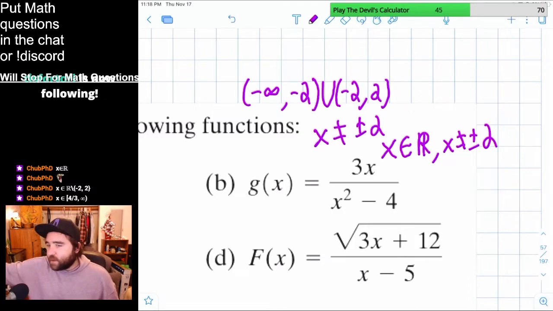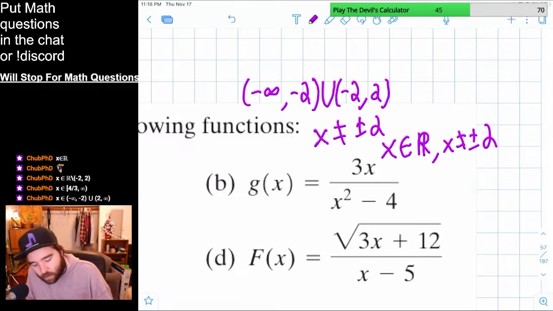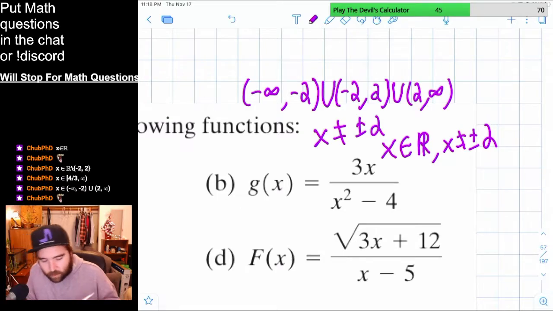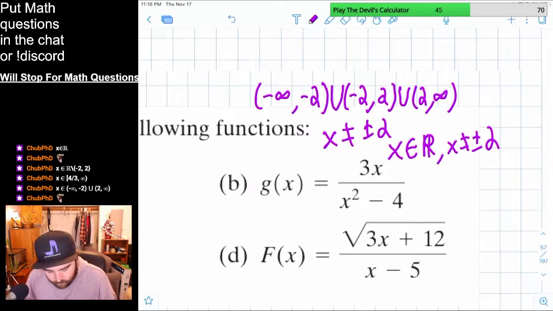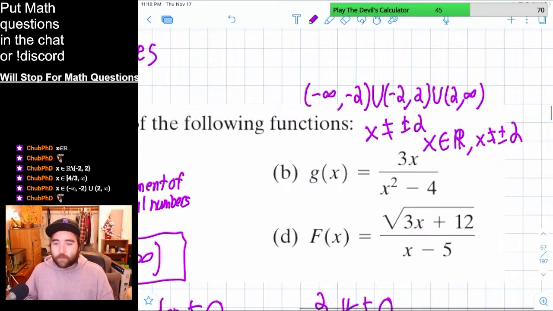So we'll say anything from negative infinity to -2 is good. Anything from -2 to 2 is good. Anything from 2 to infinity is also good. You just have to include those gaps with the parentheses there. But that's how you'd write that domain.